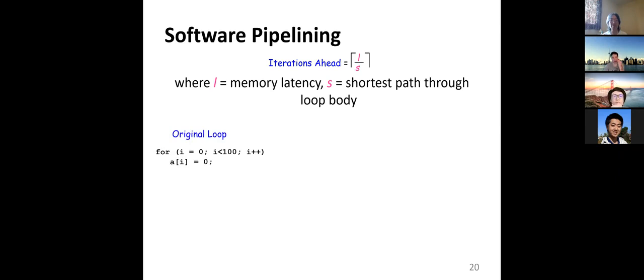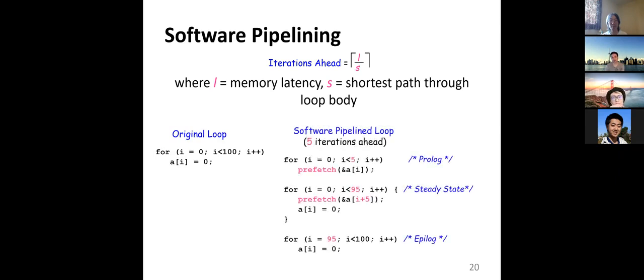So let me look at how it works in practice. You had this simple original loop, going from 0 to 100. The software pipeline is going to break it into three pieces. For example, we did the math and figured out that L by S is 5. Just trust me, that's for simplicity. It's some constant that we compute based on looking at this loop. Then in the prologue, before the loop starts, we fetch the first 5 elements of that array.